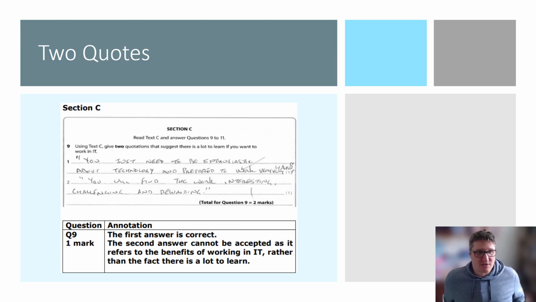2 quotes. Question 9, we're over halfway now. Using text C, give 2 quotations that suggest there is a lot to learn if you want to work in IT. You need to give 2 quotes from the same text. This one you're working on, this is section C, so you're working on text C. But just be careful. Look what's happened in what the examiner has written here.